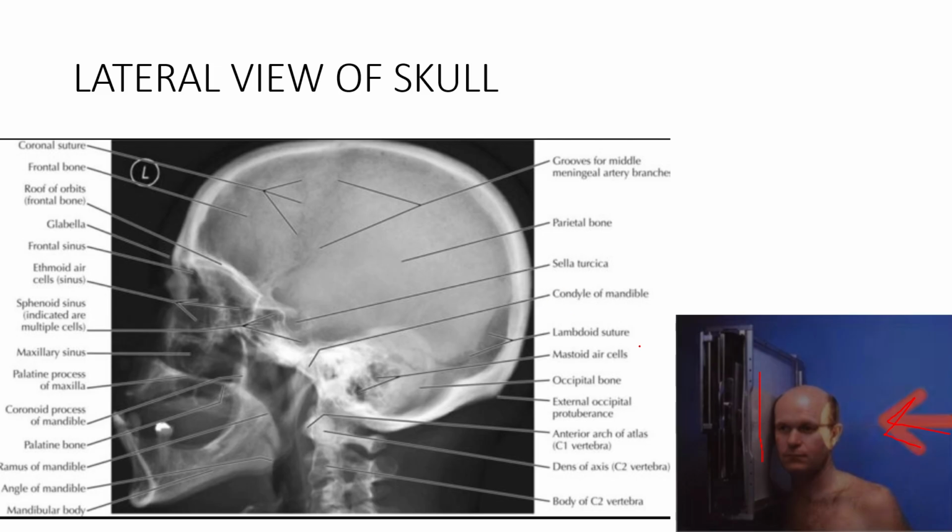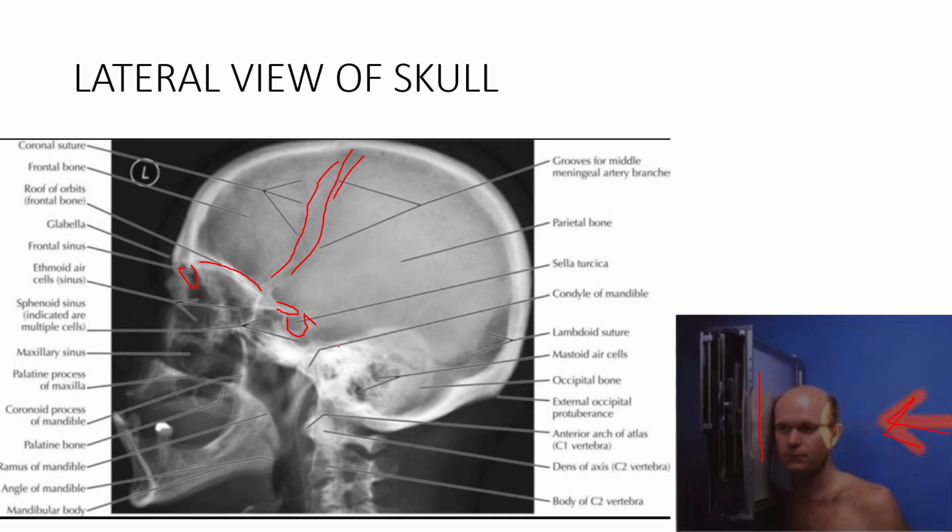So here we see the frontal air sinus, the orbital plate of frontal bone, inner and outer table, the diploe, the coronal suture, the groove for the marking for the anterior division of middle meningeal artery, anterior clinoid process, the hypophyseal fossa, the posterior clinoid process.